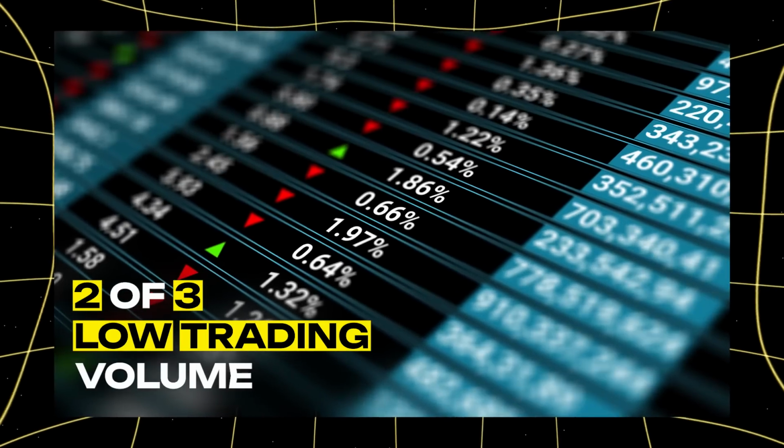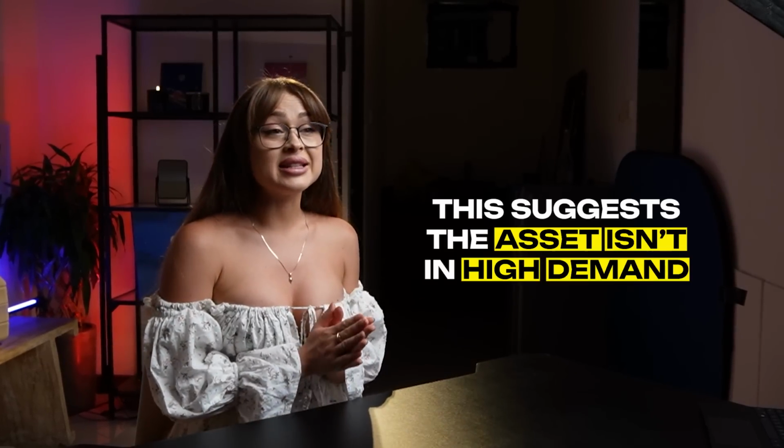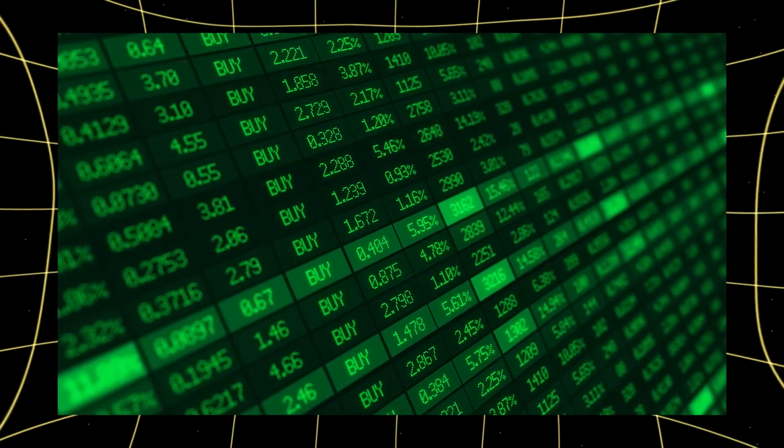Second, low trading volume. This suggests the asset isn't in high demand. When there is little interest in a project, it becomes challenging to buy or sell its cryptocurrency. It's akin to attempting to sell a product that's unknown and unwanted in the market.